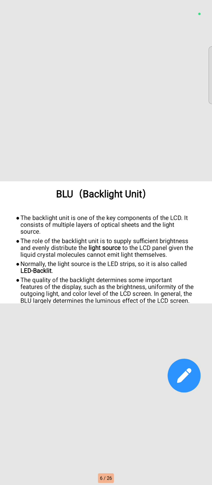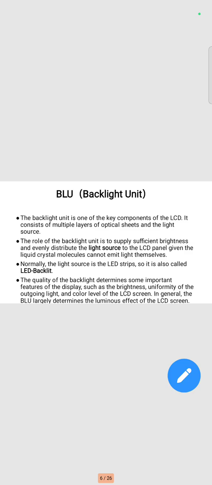So already I explained this BLU. Once again, what is BLU? It is a backlight unit. This backlight unit is one of the key components of LCD. It consists of multiple layers of optical sheets and the light source. The role of the backlight is to provide sufficient brightness and evenly distribute the light to the LCD panel, given the liquid crystal molecules cannot light themselves.